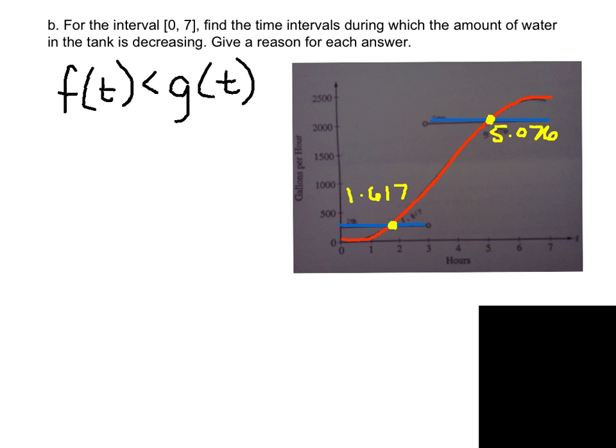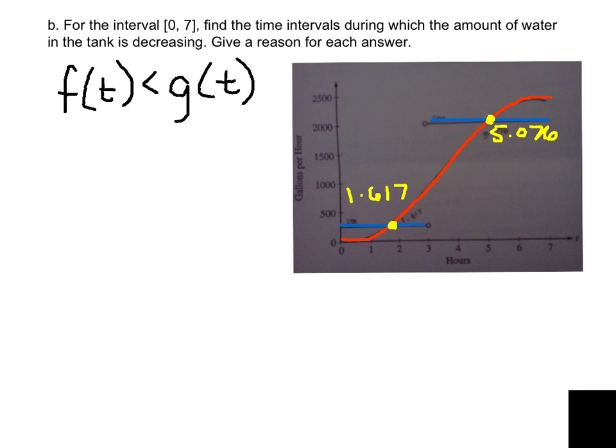Part B. For the interval between 0 and 7, find the time intervals during which the amount of water in the tank is decreasing. Give a reason for each answer. The amount of water would be decreasing when the amount entering is less than the amount leaving the tank. So this would be represented with the equation f of t is less than g of t. To find when this occurs, you just need to look back at the graph that they gave you and use the intersection points that they also gave you.